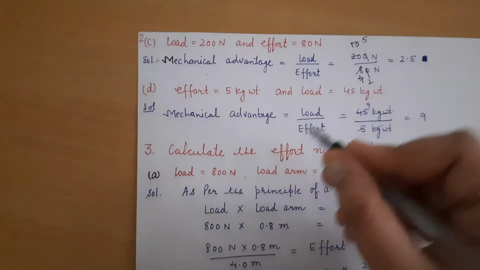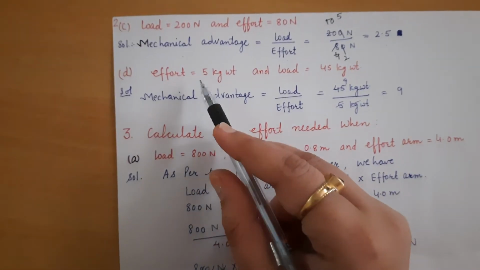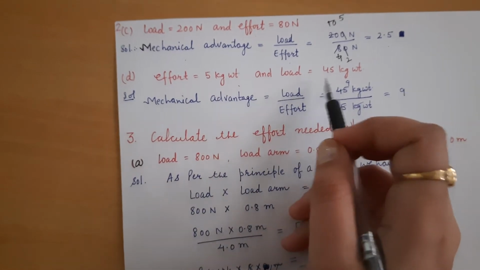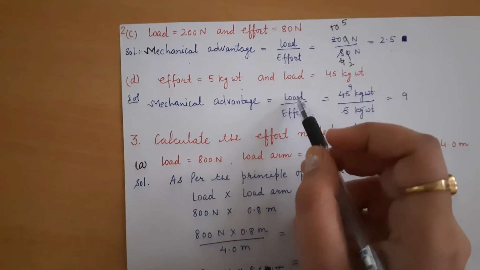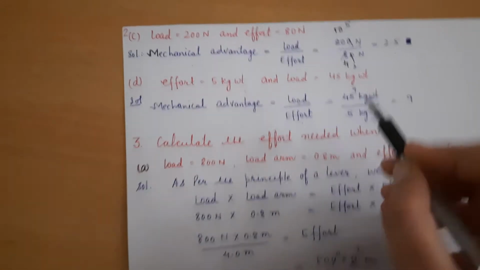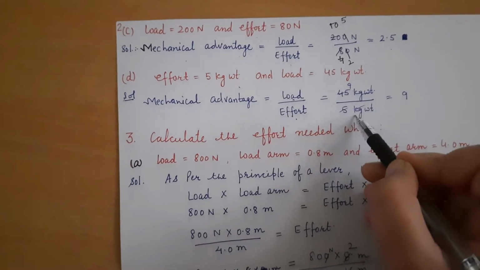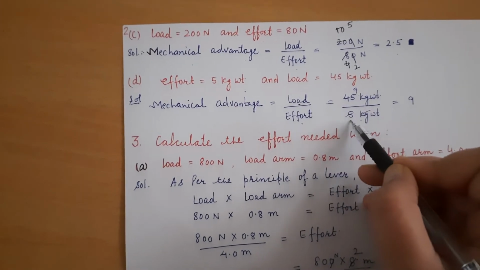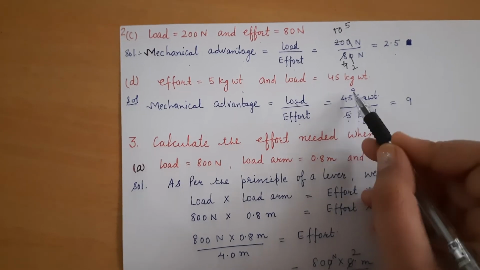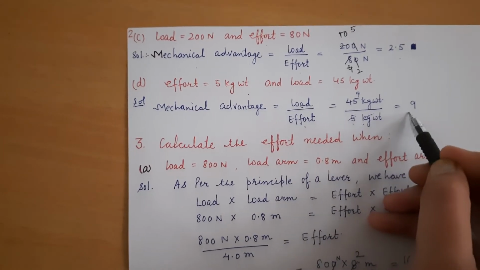Okay. In the next part, again, the value of effort is given, the value of load is given. We will again put the formula, load upon effort, put the values of load and effort, and divide it in the table of 5. It will cut. 5 9s are 45. So your answer will be 9.